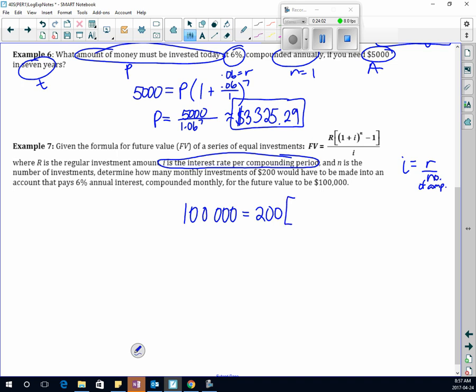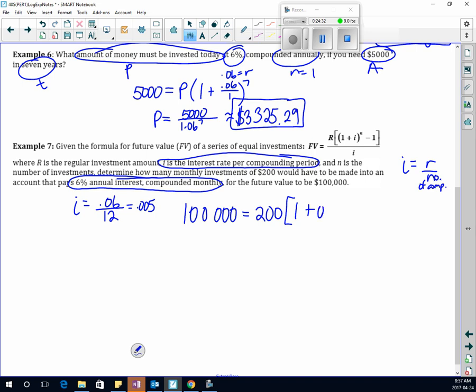So bracket 1 plus. Now, does everybody see this is 6% compounded monthly? So what is my i going to be? 0.06 divided by 12. Does everybody realize that? I think that's the mistake that most people make. If they don't do enough of these questions, they don't realize they need to do that because they think it's like the compound interest question. So you get 0.005. Anybody validate that?